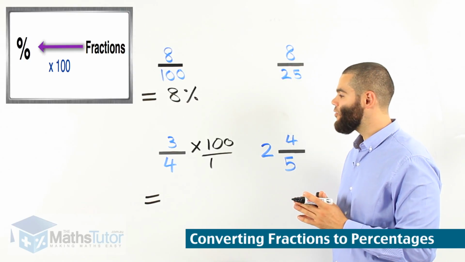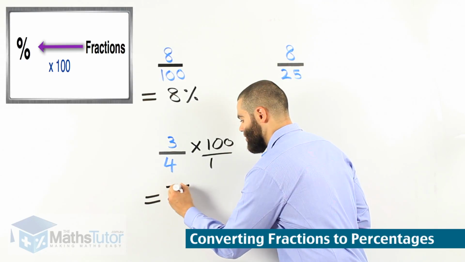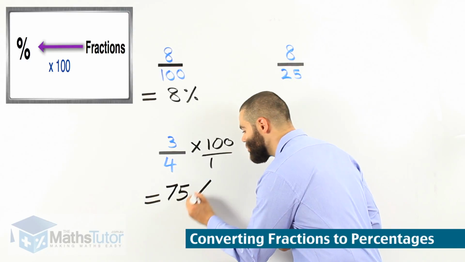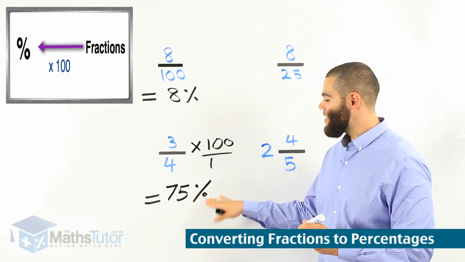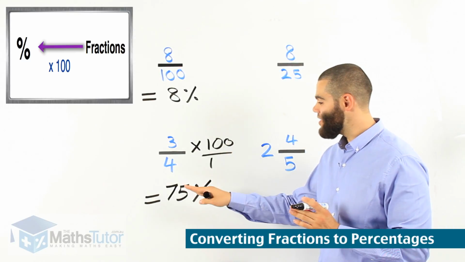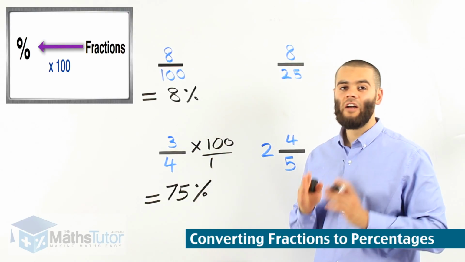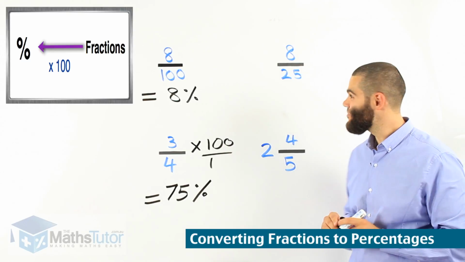You're going to get 3 over 4 times 100 over 1. You're going to get 75. And very important, you must put your percent sign. I've seen kids, they do the work and they forgot the percent. The answer is totally wrong. Very important, 75%. 3/4 times 100 over 1 is 75%, which means 75 out of 100.